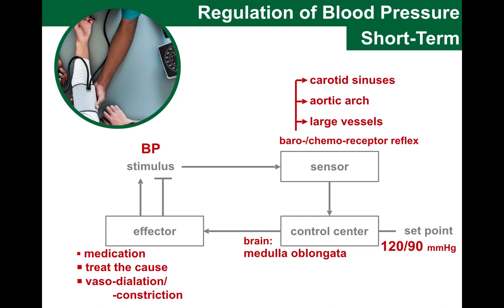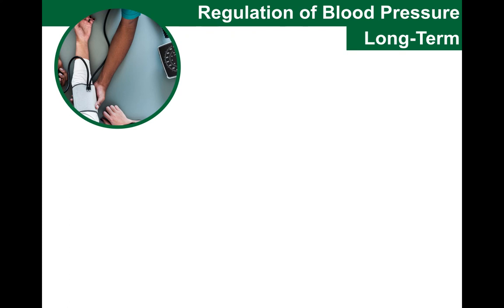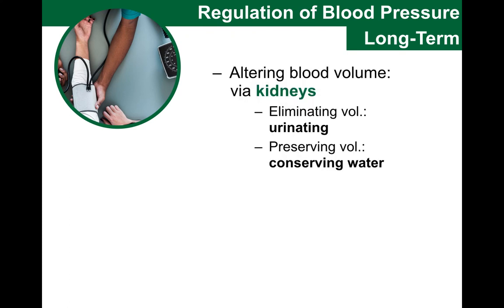Let's have a look at the long-term regulation. This happens largely through kidneys by changing the blood volume. This in turn will have an effect to the blood pressure. So two things that we might wish to do. If there is too high blood pressure due to too much volume, we might rectify this by eliminating some, by getting rid of it through peeing. Or if there is too low blood pressure resulting from low blood volume, we could start to conserve water in our body in order to maintain the volume and through that the blood pressure.